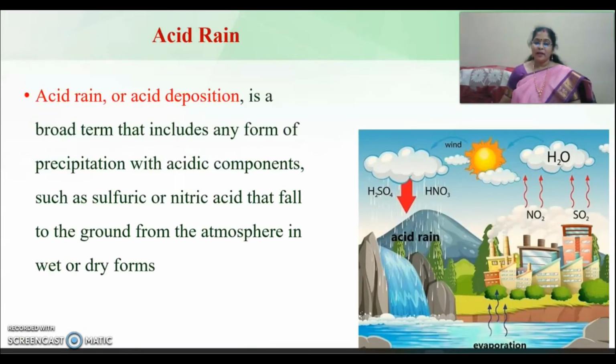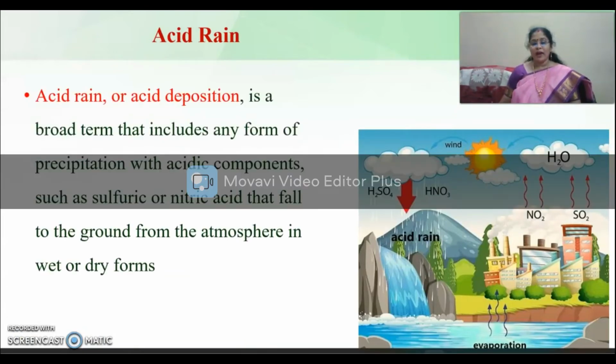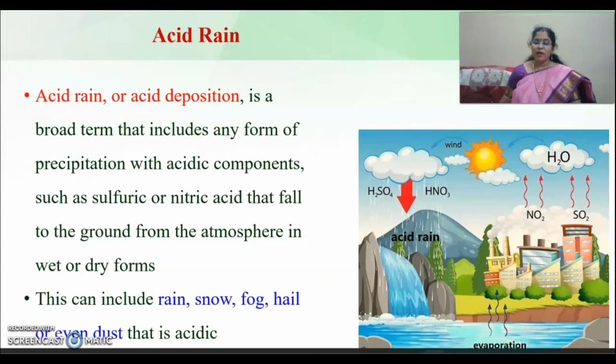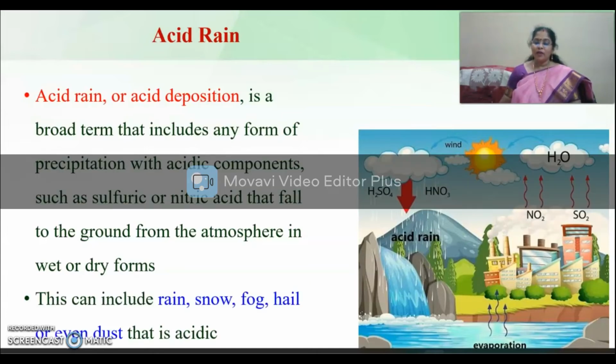What is acid rain? Acid rain or acid deposition is a broad term that includes any form of precipitation with acidic components such as sulfuric and nitric acid that fall to the ground from the atmosphere in wet or dry forms. This can include rain, snow, fog, hail, or even acidic dust.